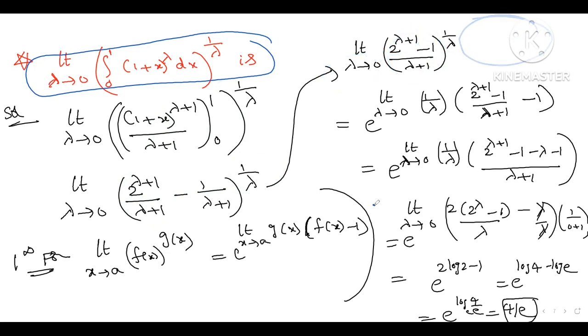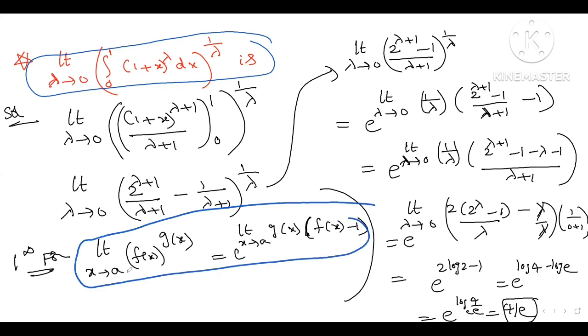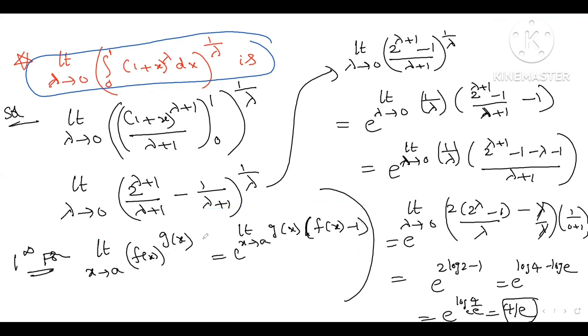Okay, we have one formula: limit x tends to a of f of x to the power g of x is equal to e to the power limit x tends to a of g of x into (f of x minus 1), that is, the power into base minus 1. According to this formula, f of x is this base, and the power is g of x, so we write g of x into f of x minus 1. So e to the power limit lambda tends to 0.